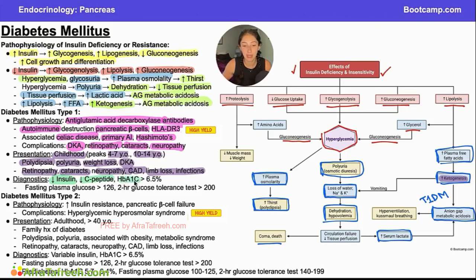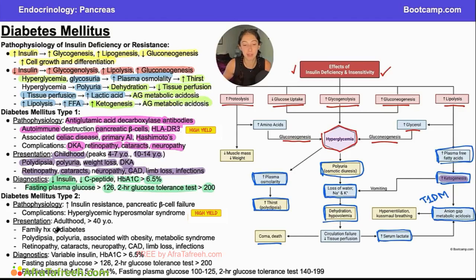Additionally, hemoglobin A1C, which is kind of a proxy measurement for how tight your glucose control has been over the past 3 months, is going to be above 6.5% as diagnostic of diabetes. Other measures, fasting plasma glucose will likely be above 126, and your 2-hour glucose tolerance test, so when we feed you a loading dose of glucose, we have you drink basically some sugar water, we wait for 2 hours, and then we test your blood glucose, that should be over 200. So that's type 1 diabetes.